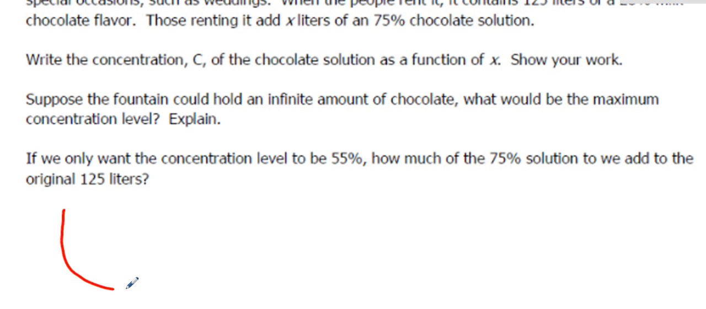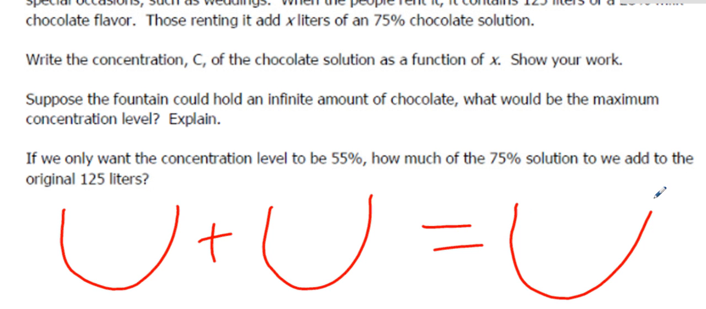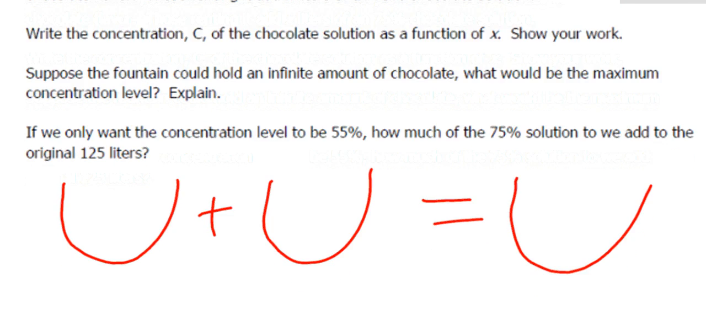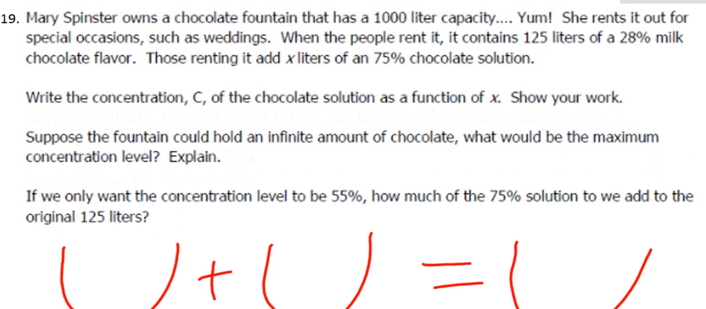So I'm going to set up some buckets. You're adding two things together to get a final solution. Only 1,000 liters total, so we'll keep that in mind as we go through this and graph it. That's the maximum capacity. When people rent it, it contains 125 liters of 28% milk chocolate.